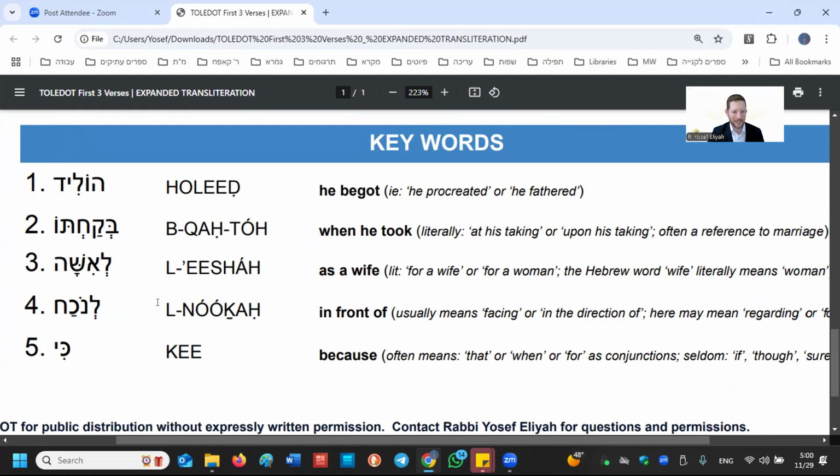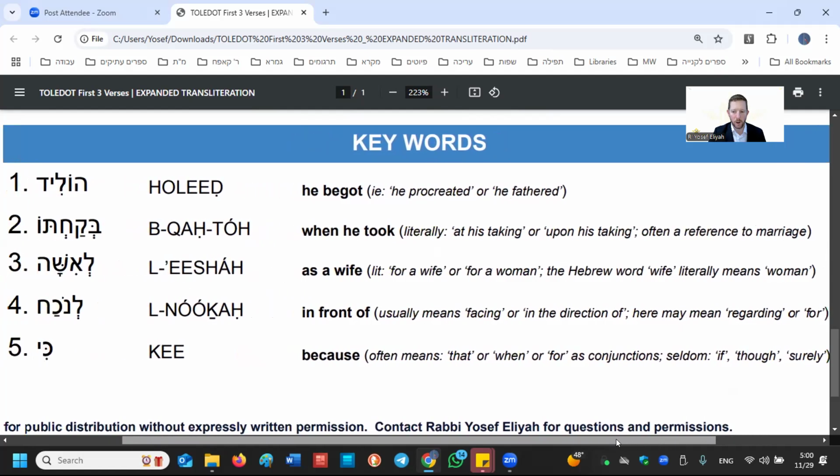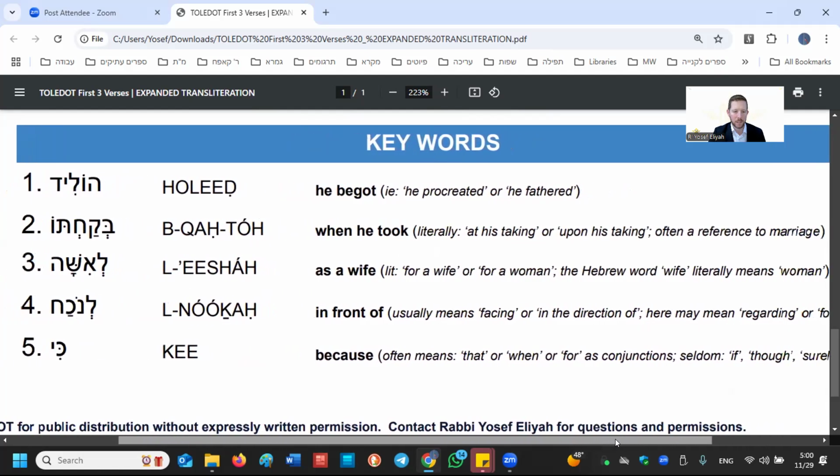Number 4, lenechah. Lenechah means in front of or facing toward or in the direction of something. And here it may be understood in the sense of regarding or for.